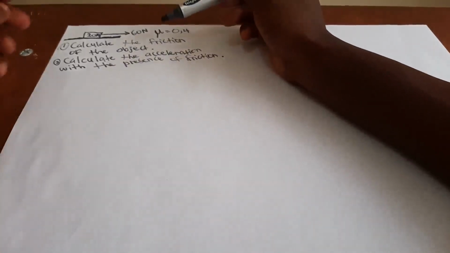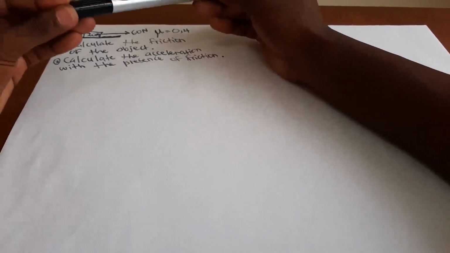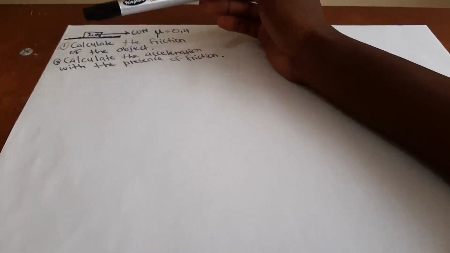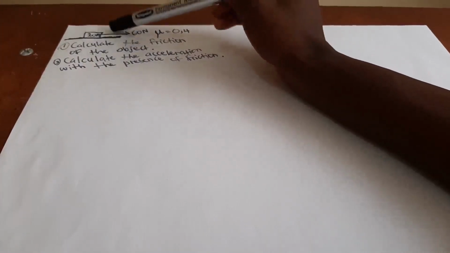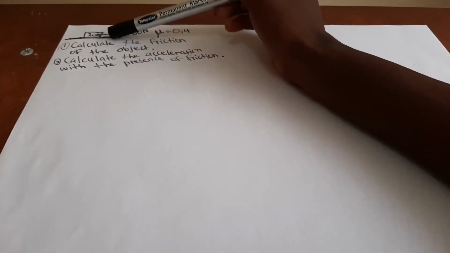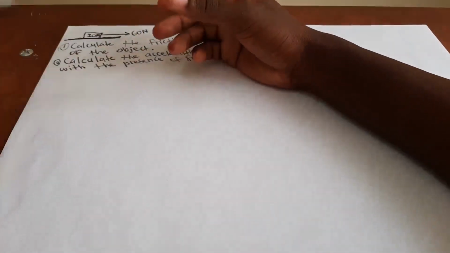Mind you, they say now we must calculate the acceleration with the presence of friction. And again, we already calculated the acceleration for this scenario. But now there is a friction, meaning that the object is going to move slower.